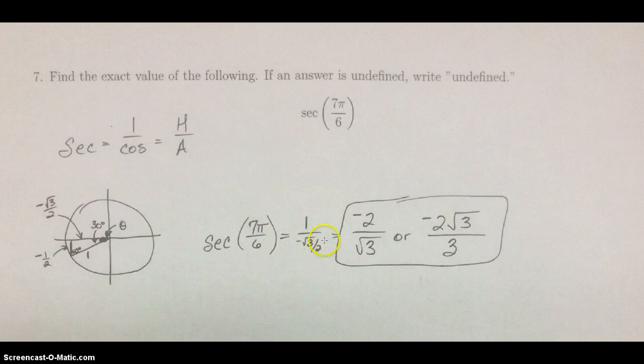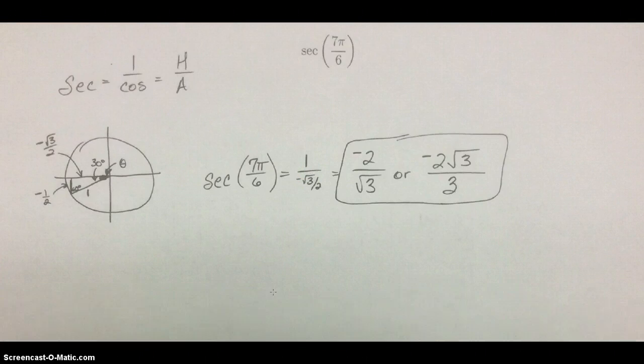And once I get the cosine, which is something I can find out just like question number 6 on this exam, then I just have to put that in the denominator and put 1 in the numerator.